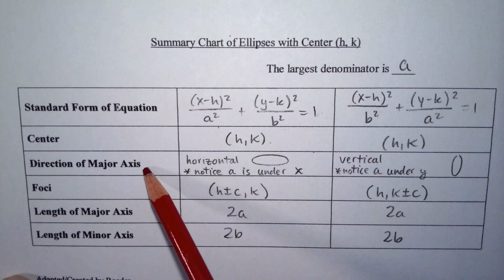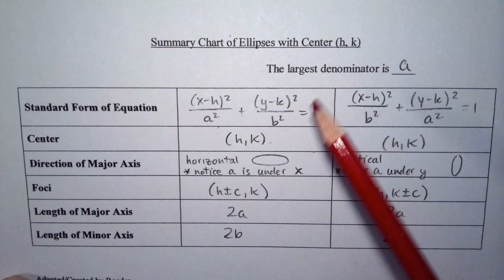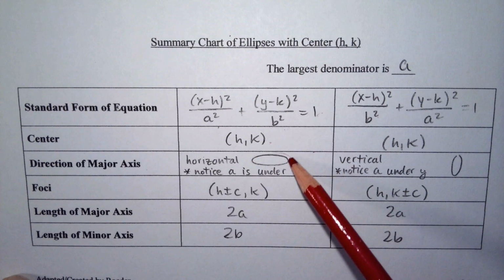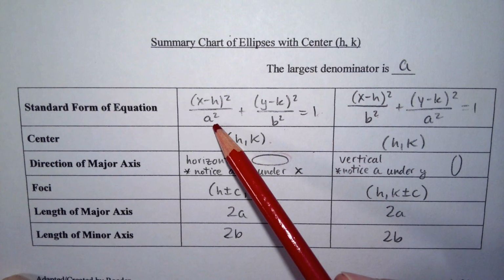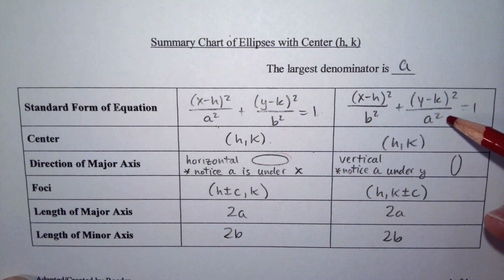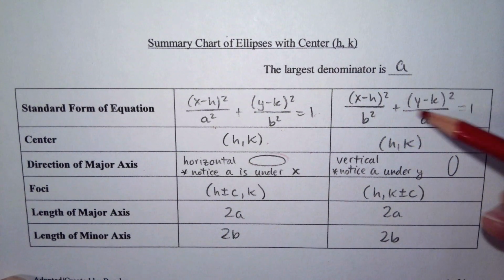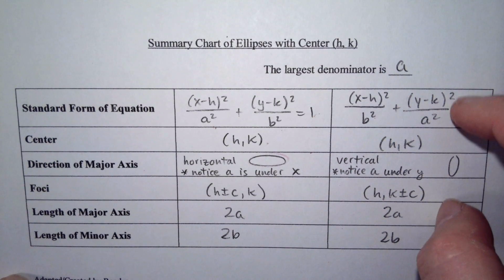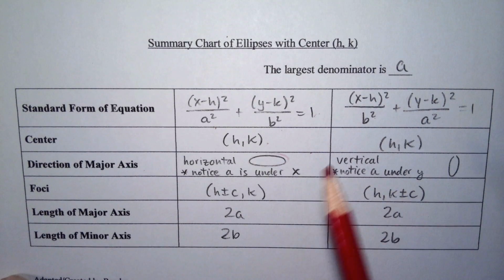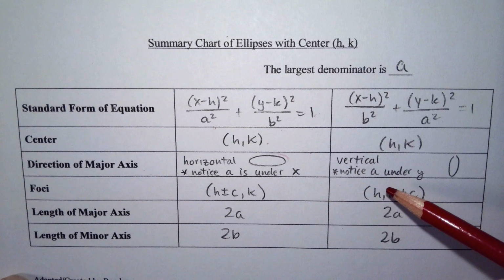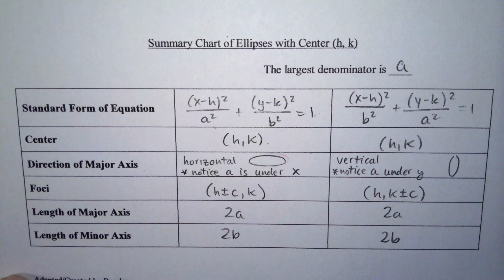Now the direction of the major axis. Where it goes longer left and right, horizontally, the a is bigger underneath, so it's going to stretch longer left and right. On the other hand, if the a is underneath the y part of the equation, it's going to stretch the ellipse vertically. Okay. Now, this isn't stuff you have to memorize, but it's just good information to know. It's going to be more natural once you start graphing it, and this will all make sense.